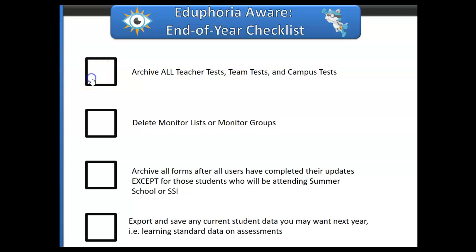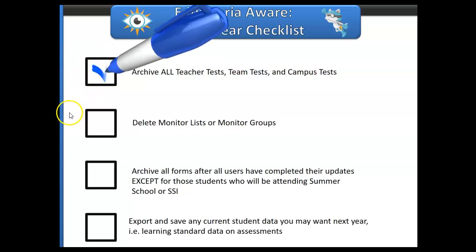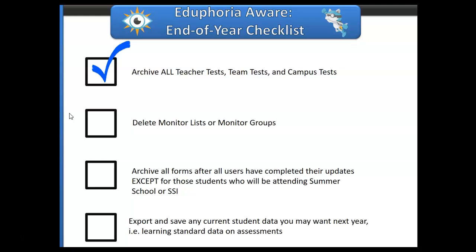So, the first thing that we should do is archive all tests, whether you created teacher tests, team tests, or campus tests. This is an important thing to do. The reason that we want to do that is to make sure that if we use them next year, the data is kept separate. There's a chance when you reuse an assessment from year to year that your data from last year and the current year could get all jumbled up, and we don't want that data to be mixed together. We want it to be separate.